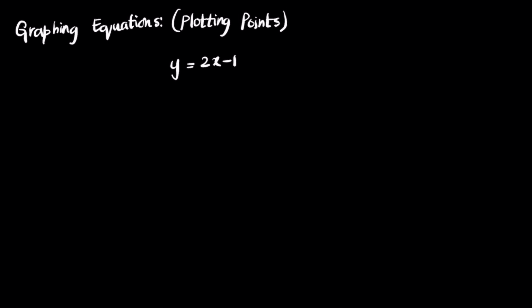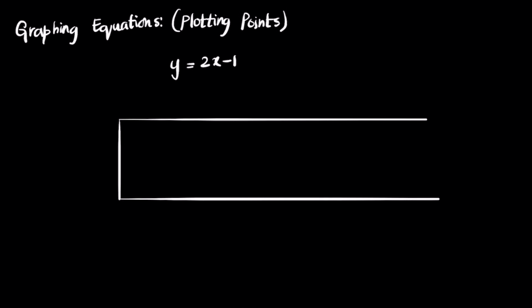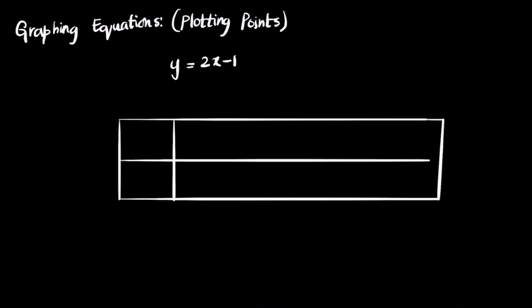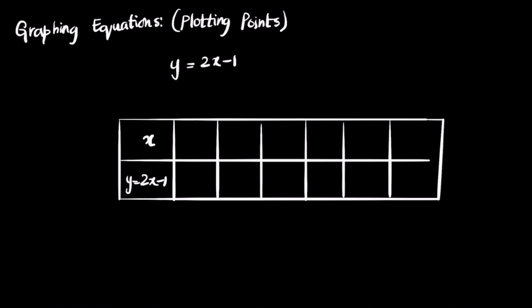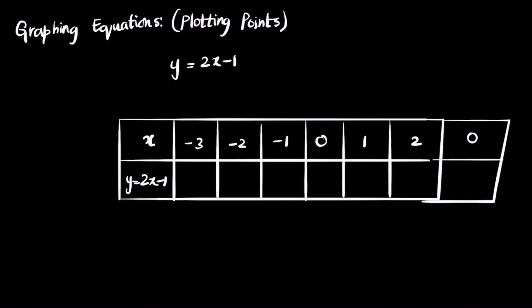So in this equation, how do you plot the points? What we do here is we draw a table, and in this table we write on the top the value of x, and on the bottom we write y equal to 2x minus 1. Remember that there is no limit to what values you can put in the table. You can choose any values, but try to choose a bunch of positive and a bunch of negative values. For example, you can try minus 3, minus 2, minus 1, 0, 1, 2, and let's say another value 3.